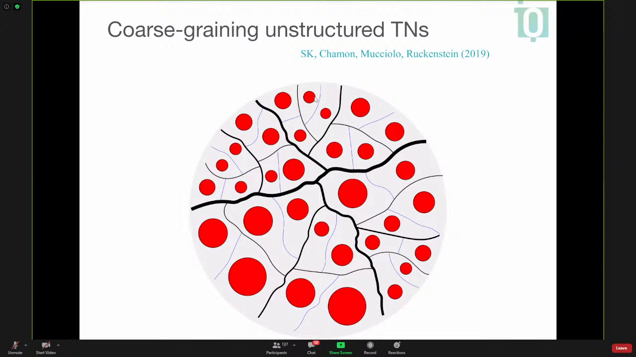There is one more question. Sarang has asked, when it comes to open quantum systems, one encounters many noises as a consequence of interaction of the system with the environment. So can tensor networks simulate such noises?